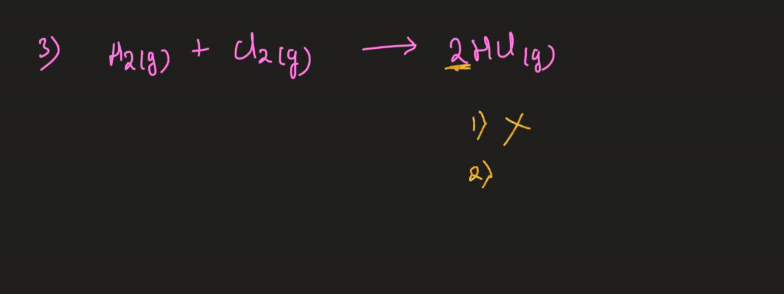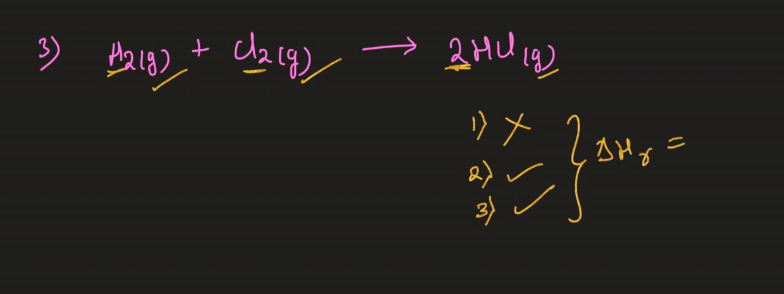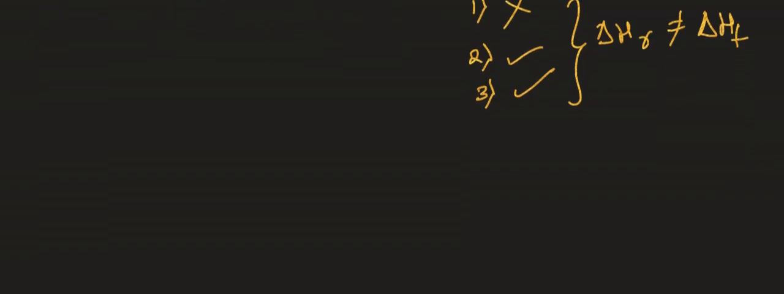What is the second condition? Reactants must be in elementary form. Chlorine's elementary form is Cl2, hydrogen's elementary form is H2, so hence the second condition is satisfied. What is the third condition? Everyone should be in the stable form. HCl is a gas form, chlorine gas form, hydrogen gas form. But since the first condition is not satisfied, immediately we can say delta HR is not equal to delta HF. Okay, let us go for the fourth example.